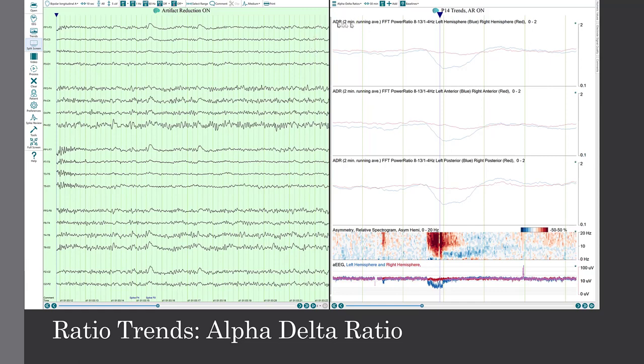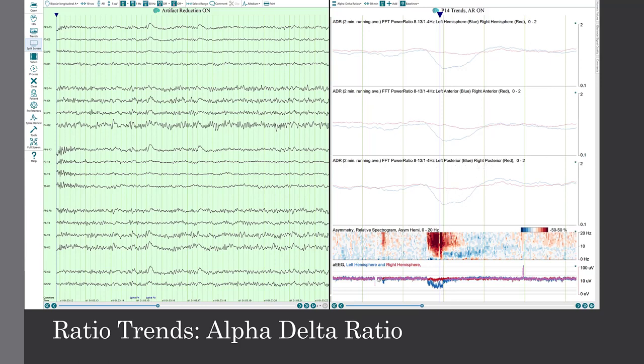We have ADR, 2-minute running average. Again, that's tradition is to time average these. We're showing the right hemisphere in red, left hemisphere in blue. And this is 8 to 13 hertz over 1 to 4 hertz. This is left and right hemisphere. Then we look at this by quadrant. So we're looking at left anterior in blue, right anterior in red below that. And then we have left and right posterior, same color setup.